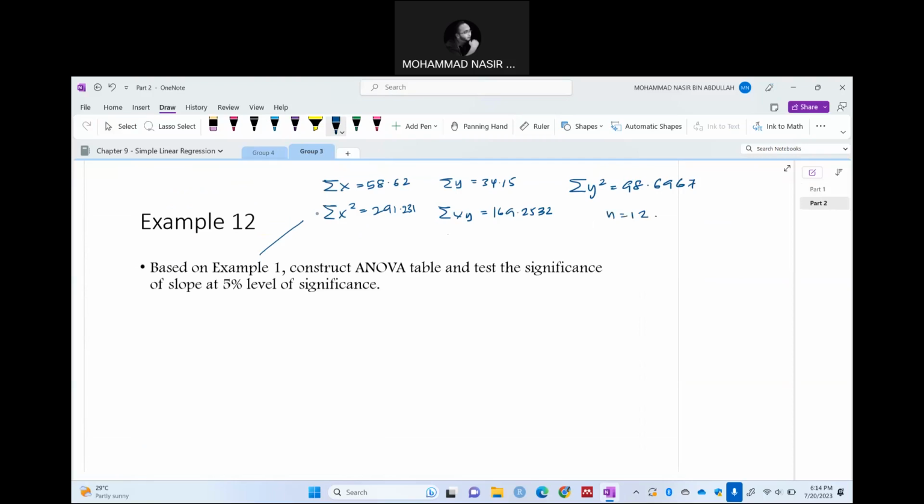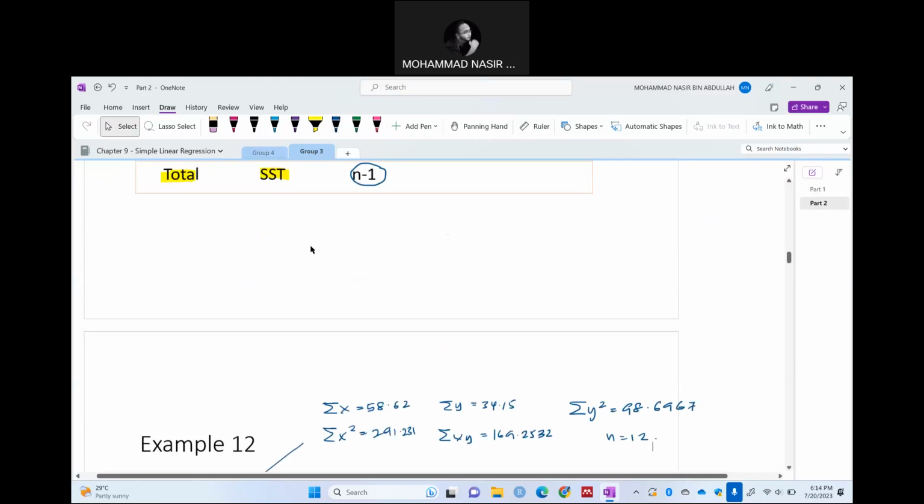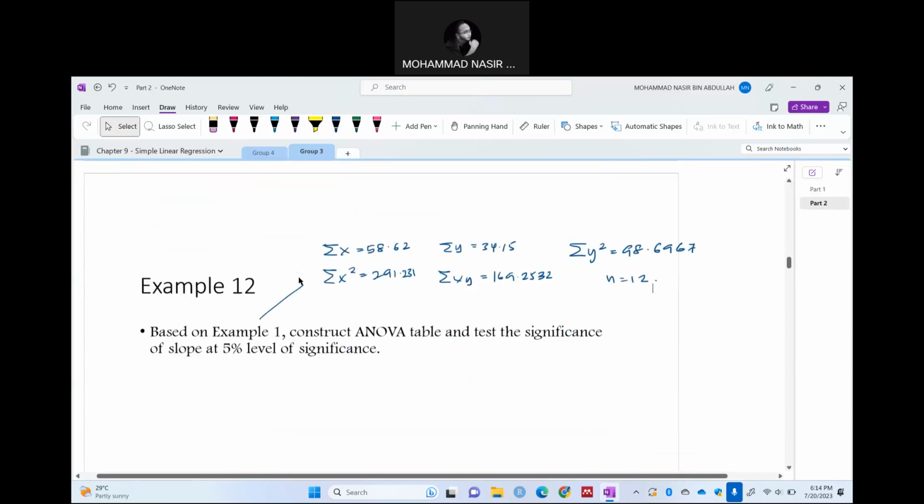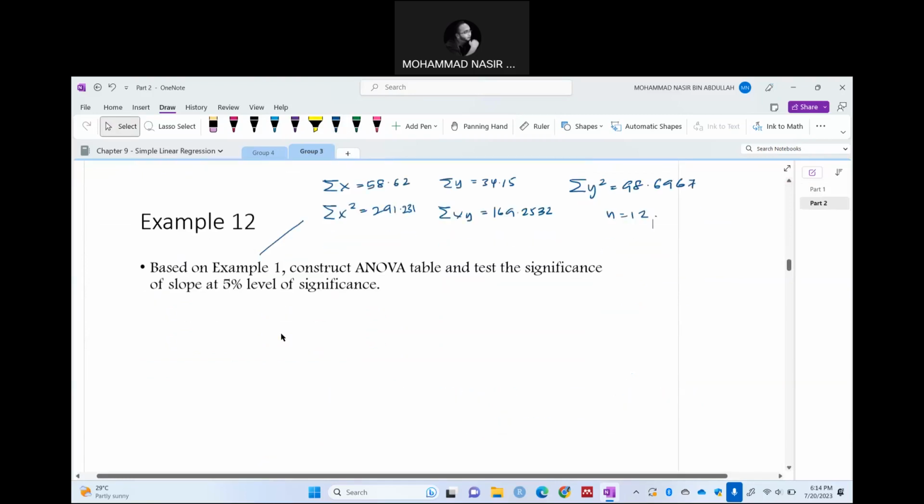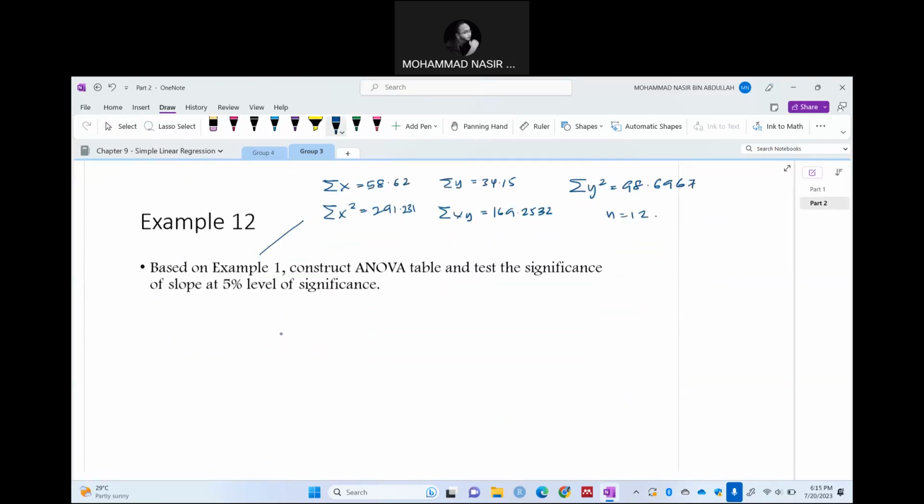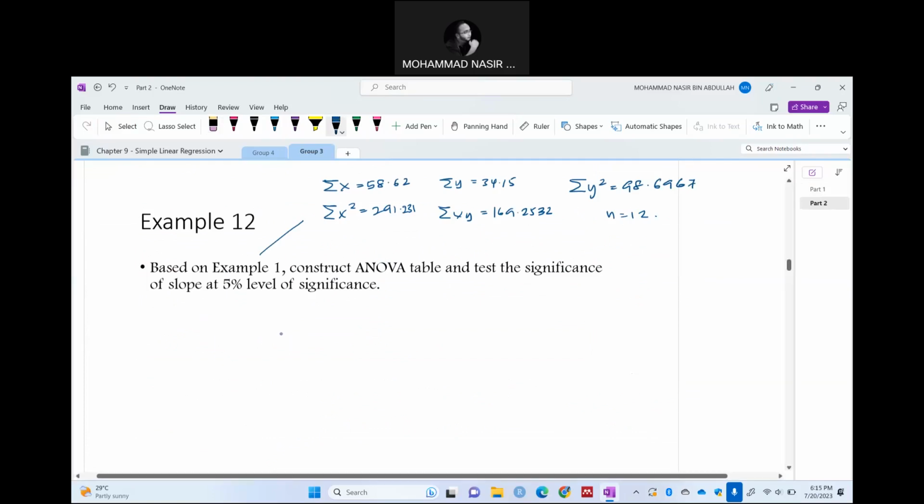So remember, to construct one ANOVA table, we need to find the sum of square regression, sum of square error, and sum of square total. So we need to calculate sum of square total, but before that, let's calculate each value first.